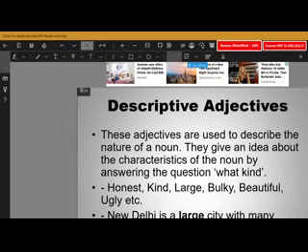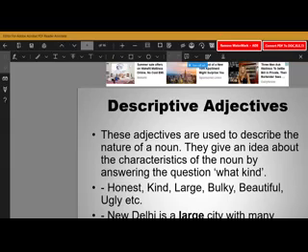At first comes descriptive. These adjectives are used to describe the nature of a noun. They give an idea about the characteristics of the noun by answering the question what kind. Remember this thing. If the adjective tells you about the noun or pronoun, and especially about what kind of noun or what kind of pronoun it is, then we call it a descriptive adjective.